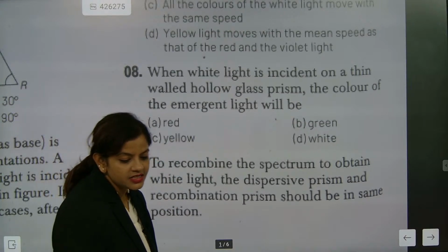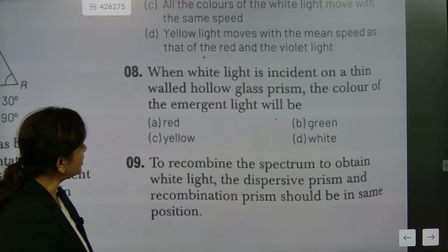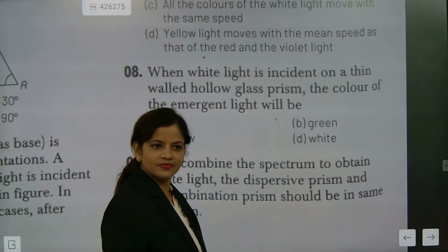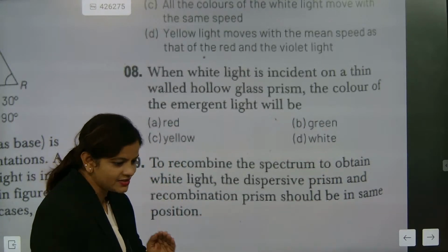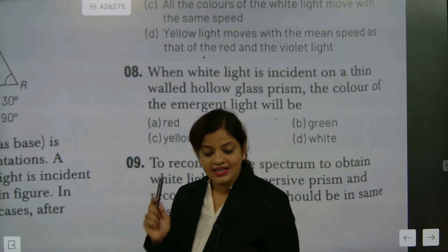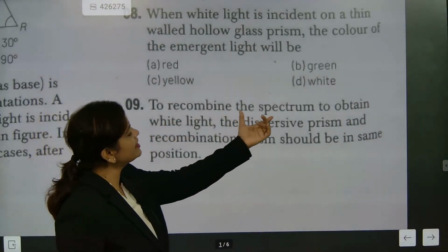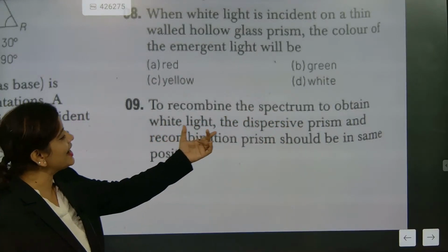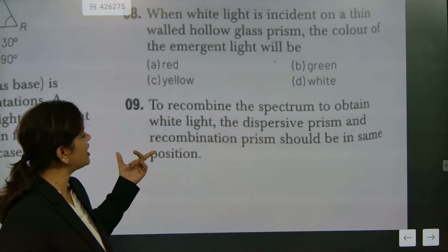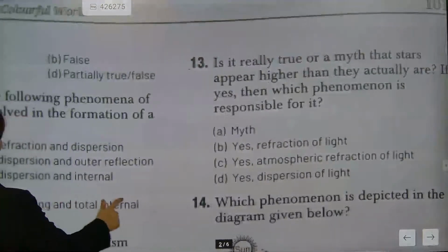What can be the answer here? White, absolutely correct. The correct answer will be white only. Understood? Because speed is the same, wavelength and frequency are different, but speed is exactly the same. Now here, to recombine the spectrum to obtain white light, the dispersive prism and recombination film should be in the same position.